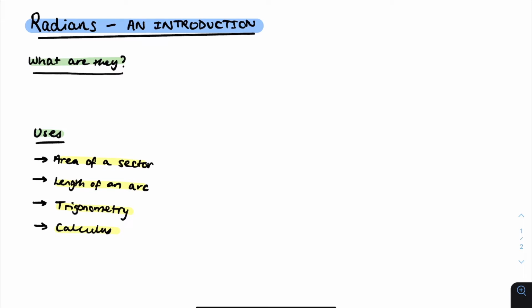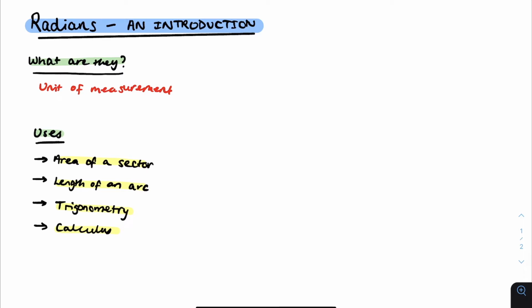So first of all, what are radians? Radians are essentially another unit of measurement. So like we have degrees, we can also have radians. We also do have something called gradients, but we're not going to go into that because we don't need to know it. So it's a unit of measurement, and it's actually quite logical.